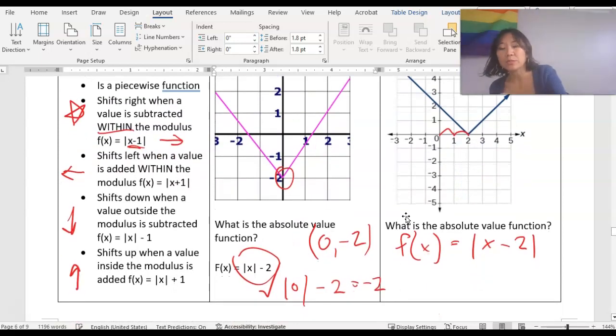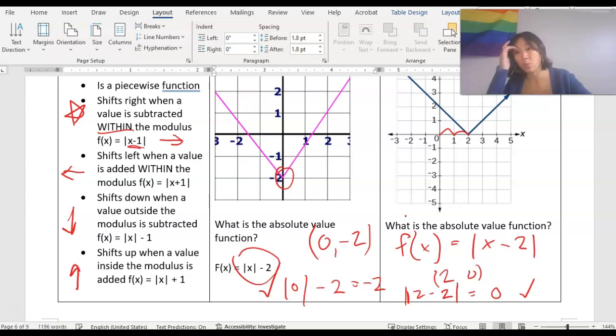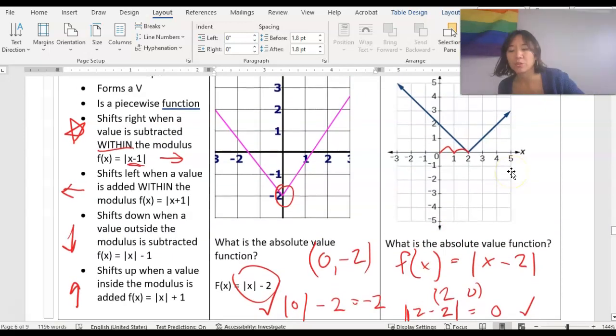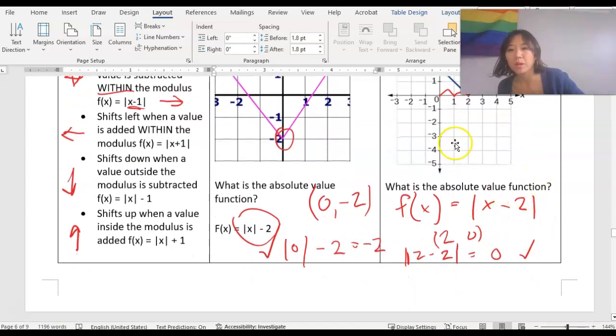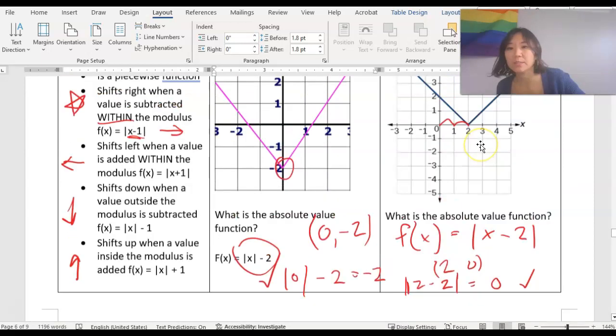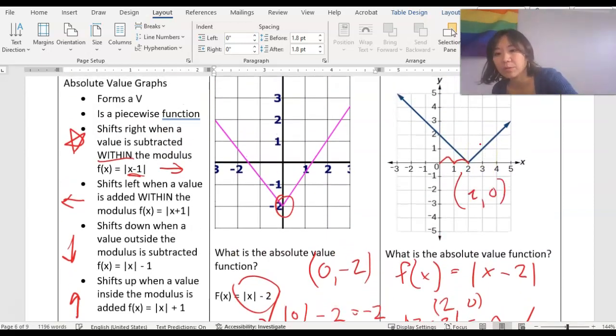And I'm using minus 2 because I moved to the right, but also if I test this point, 2 comma 0, and I plug in 2 minus 2 equals 0, that is correct. So I know that it works. If I had chosen plus and then I plugged that in, it would not work, right? And so we need to make sure that we are doing one that demonstrates what our actual vertex is here, which is 2 comma 0.